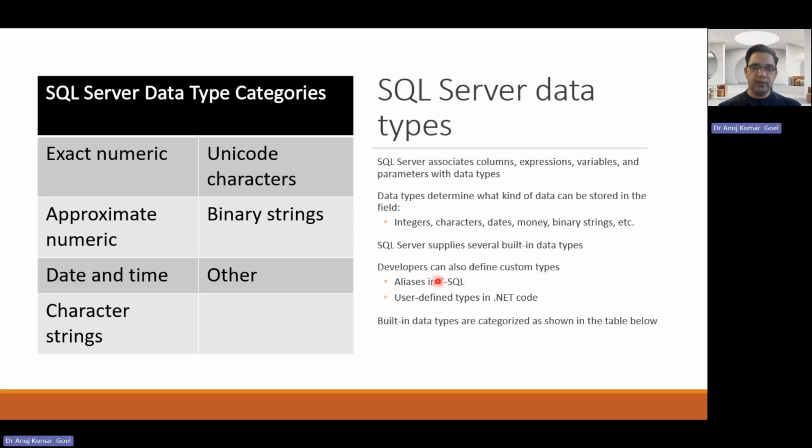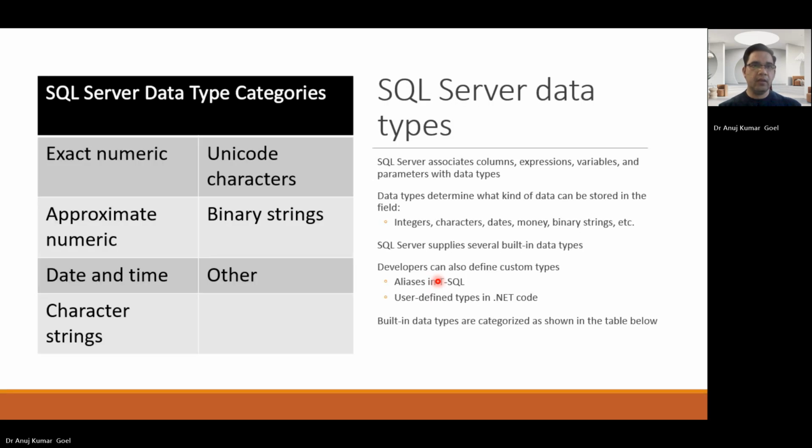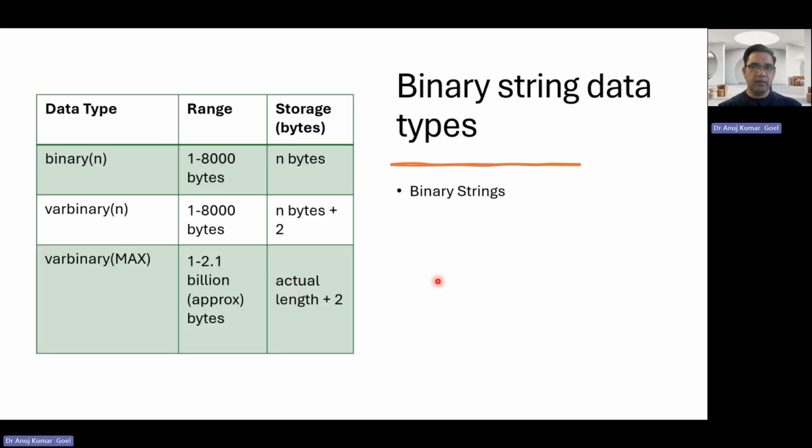Now let's see what data types there are in SQL, which are used to create the RDBMS, relational databases. So we have numeric data type. In numeric, further we have different data types. We have date and time. We have character, variable character, Unicode characters, binary strings like true and false. So these are different data types which are declared in SQL to create different tables.